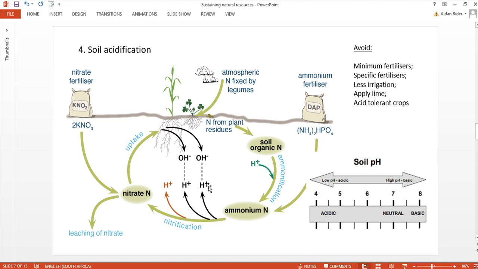So how to avoid all of this? Again, use minimum fertilizers. If you have to use them, make sure they are specific to the soil type that you are farming on. Then also less irrigation, use only as much water as you need. All these things can be tested in labs to know what type of soil you have and how much water is needed. Then also lime can be added. Lime actually cancels out acidity. And lastly, acid tolerant crops, as I mentioned in the previous example. Plant plants which you know will be able to adapt to acidic soil, they'll be able to survive it.